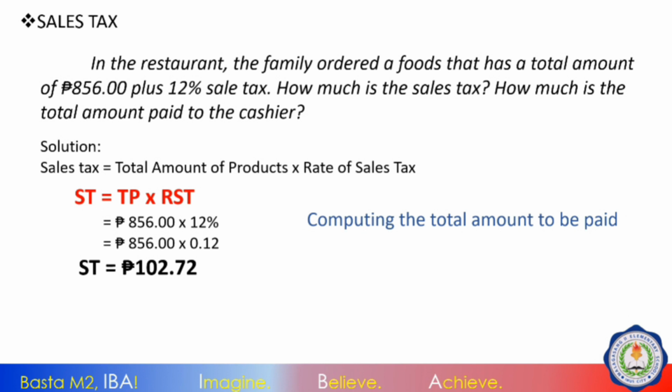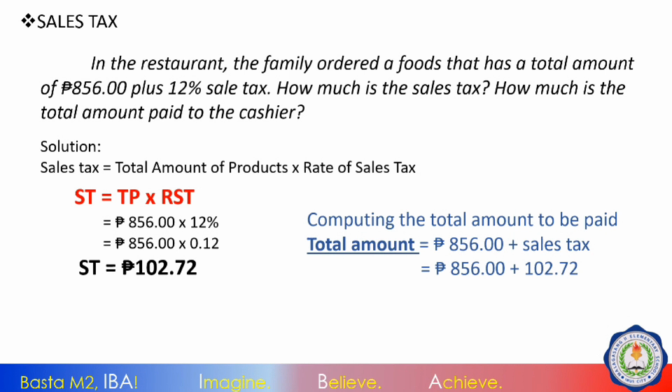To compute for the total amount to be paid, we need to add the total amount of products and the sales tax. Therefore, the family needs to pay 958 pesos and 72 centavos.